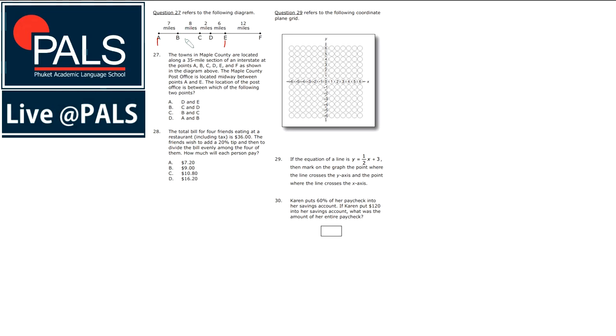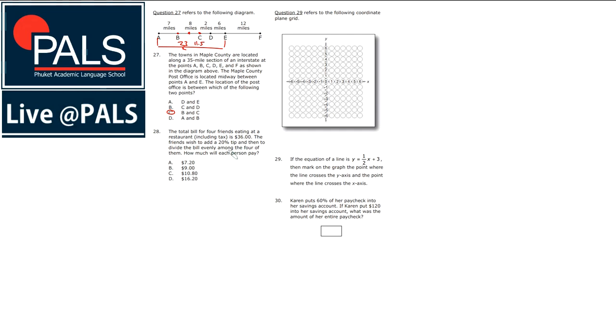Okay, so that is basically 7 plus 8 plus 2 plus 6. That is 23 miles. This distance here is 23. We divide this by 2, which is 11.5. And we see 7 is smaller than 11.5. 7 plus 8 is 15, which is larger, so that means it must be somewhere between B and C.